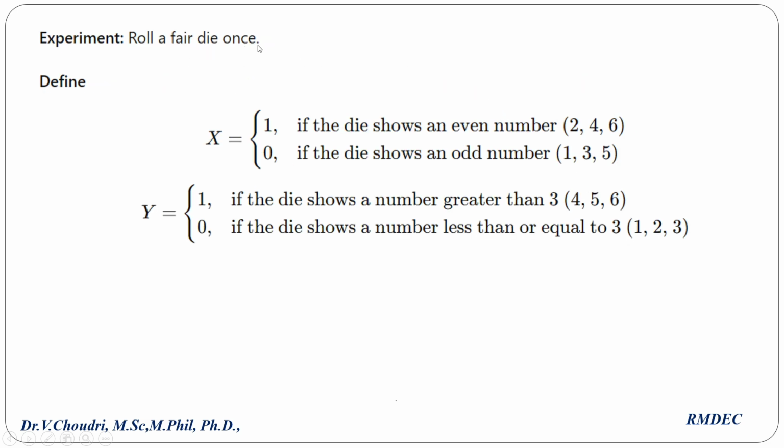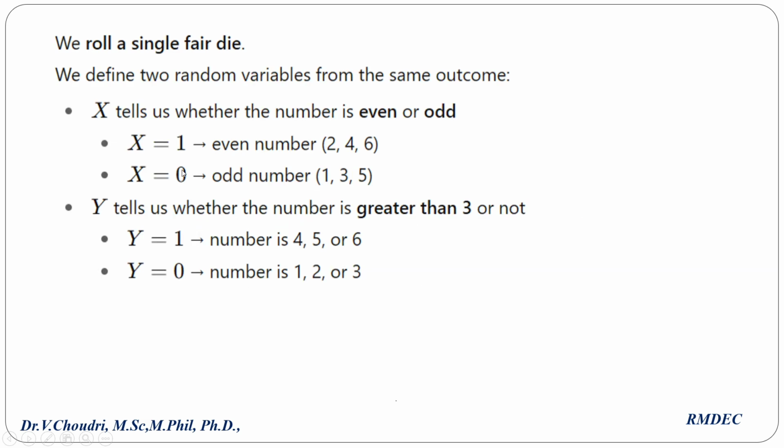Roll a dice once. Let us define x equal to 1 and 0. x is 1 if the dice shows an even number, that is 2, 4, 6. Whenever dice shows 2, 4, 6, answer comes 1. For all numbers 1, 3, 5, answer comes 0. Let us define y the same way, y equal to 1 and 0. y is 1 if the dice shows greater than 3, so 4, 5, 6. If it is less than or equal to 3, that is 1, 2, 3, it is 0. Once again, when x equal to 1 for even numbers 2, 4, 6, when x equal to 0, odd numbers 1, 3, 5, when y equal to 1 for 4, 5, 6, when y equal to 0 for the numbers 1, 2, 3.